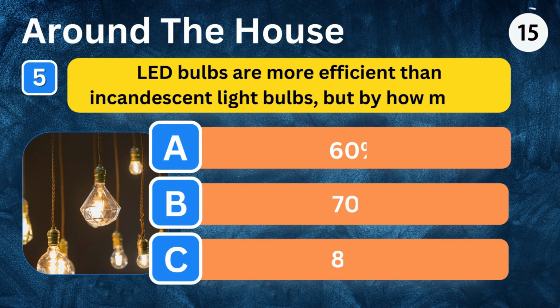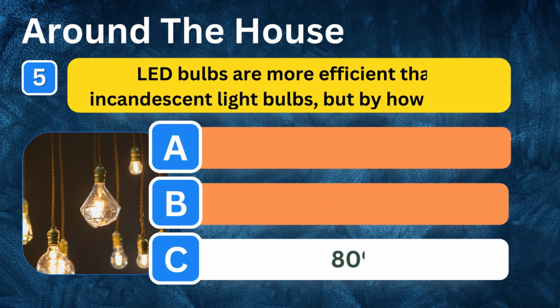Question number 5. LED bulbs are more efficient than incandescent light bulbs, but by how much? Is it 60%, 70% or 80%? And the answer is 80%.